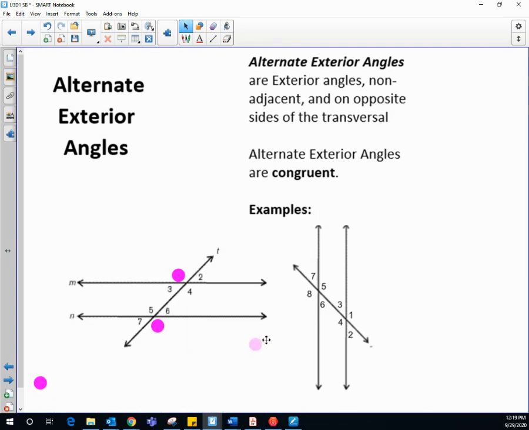Again, if I do this picture, we started with 8, and we want to be on the opposite side or alternate side of the transversal, and another one on the exterior because they can't touch. Alternate exterior angles. So in your notebook, go ahead and find another set of alternate exterior angles.